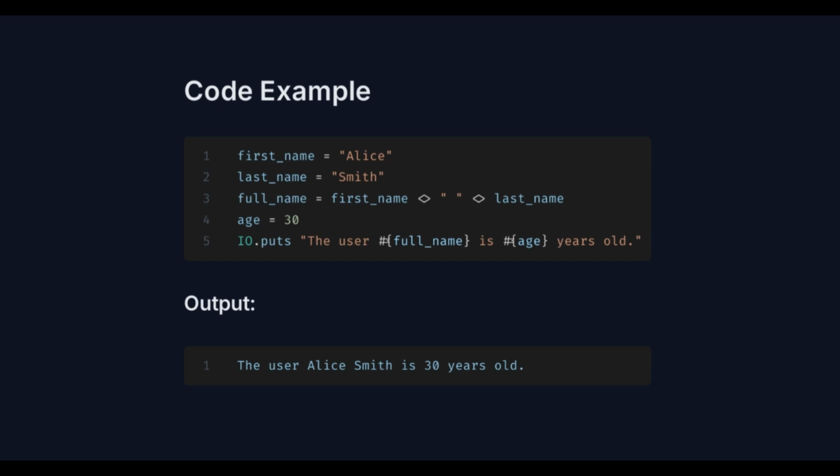Finally, the IO.puts function prints a message that includes our variables using string interpolation. In order to achieve string interpolation, we use the hash symbol with curly braces and put the variable within it. Thus, the actual value of the variable is being printed. As you can see, the output of this code will be, the user Alice Smith is 30 years old.